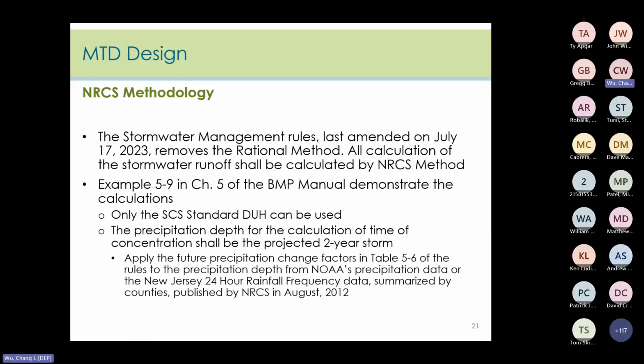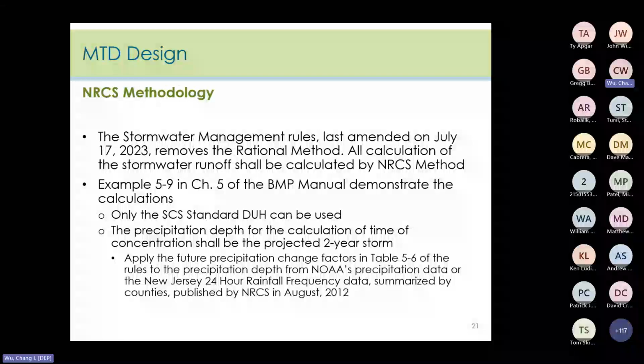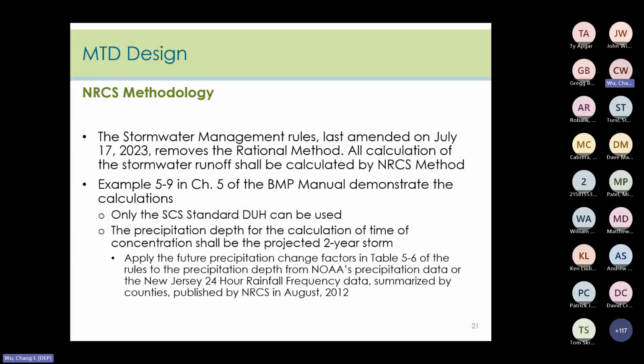And the calculation method for the MTD design is based on NRCS. Just a note that the rational method is no longer a valid method to be used to meet the stormwater management rules. Example 5-9 in chapter 5 of the BMP manual demonstrates the calculations. And for the NRCS method, only the SCS standard dimensionless unit hydrograph can be used. And the precipitation depth is for the time.